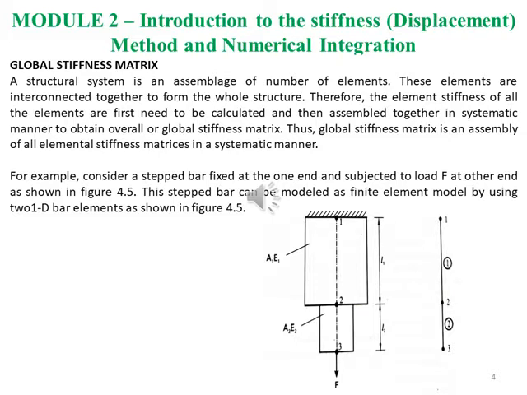So two elements are coming together to form a single structure. So let us see how the elemental stiffness matrix for this bar element can be derived and how it can be assembled. We'll move to the next slide.